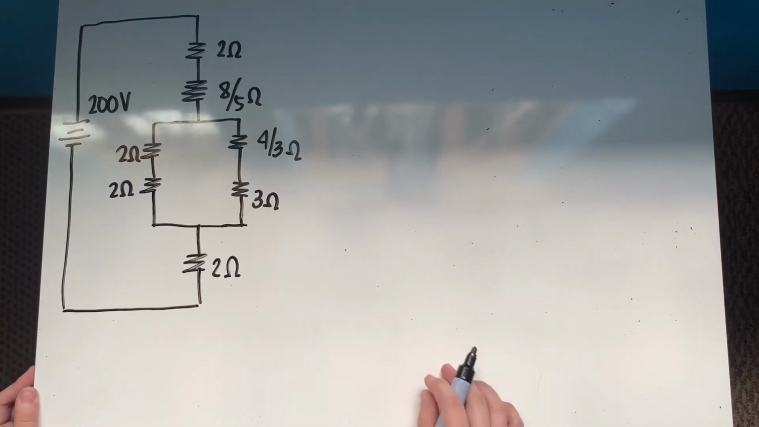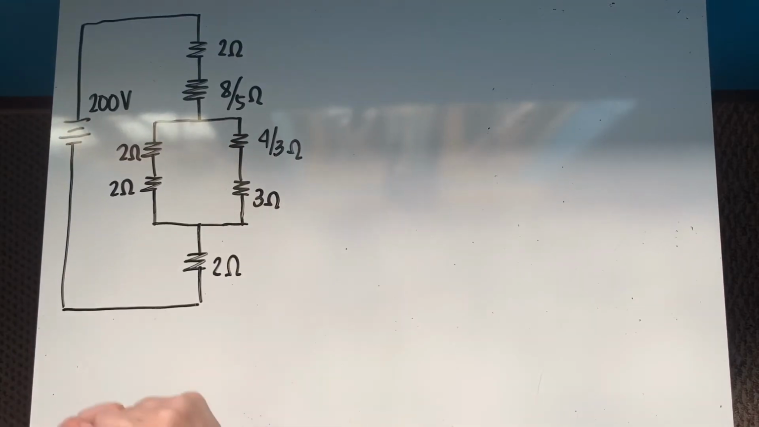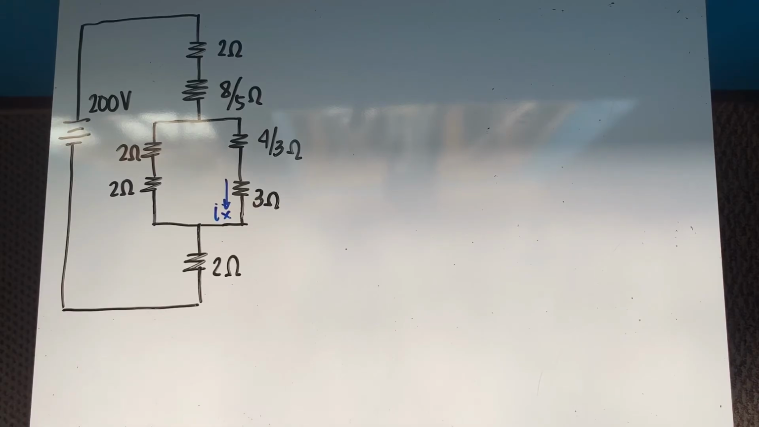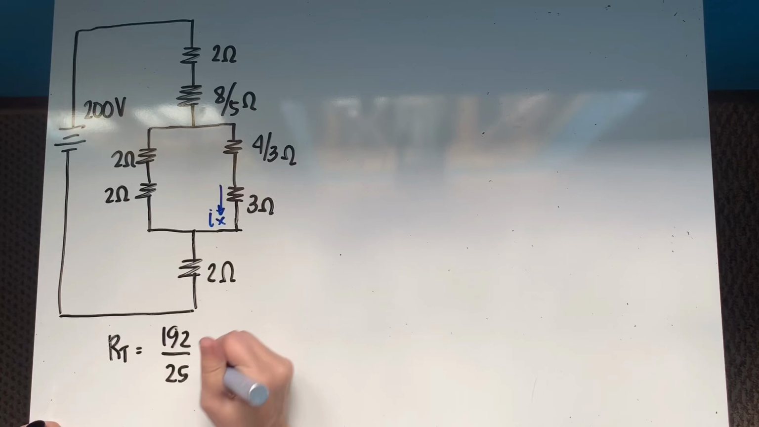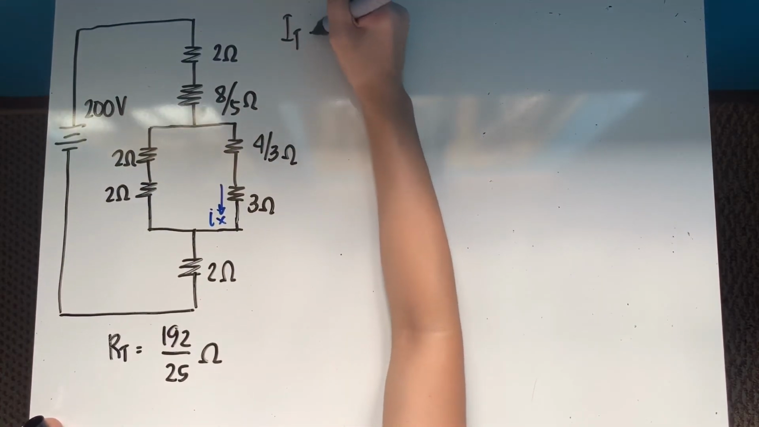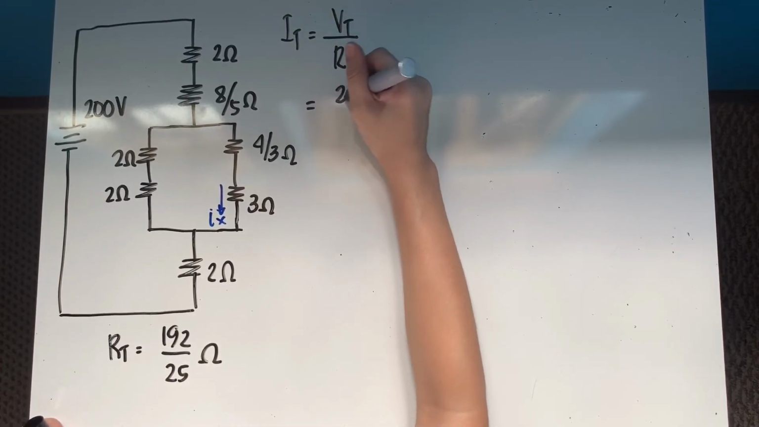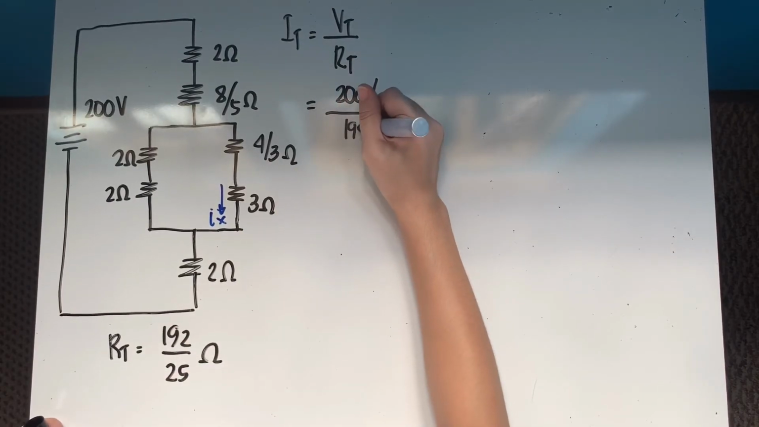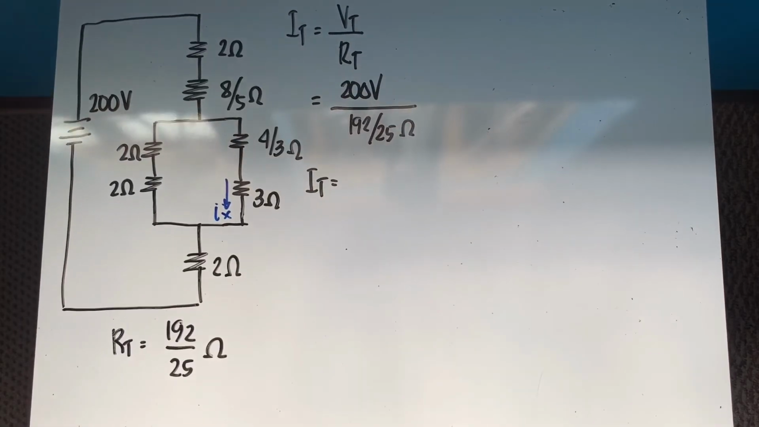So, I tried to redraw ulit the circuit para naman masolve na natin yung current dito sa 3 ohms, which is Ix. Kanina na-solve na natin yung total resistance ng circuit natin. That's 192 over 25 ohms. You already have VT here. Ibig sabihin, pwede ko nang kunin si I total. Formula natin, Ohm's law. VT over RT. Total voltage is 200 volts divided by our total resistance, which is 192 over 25 ohms. Makuha natin si IT.